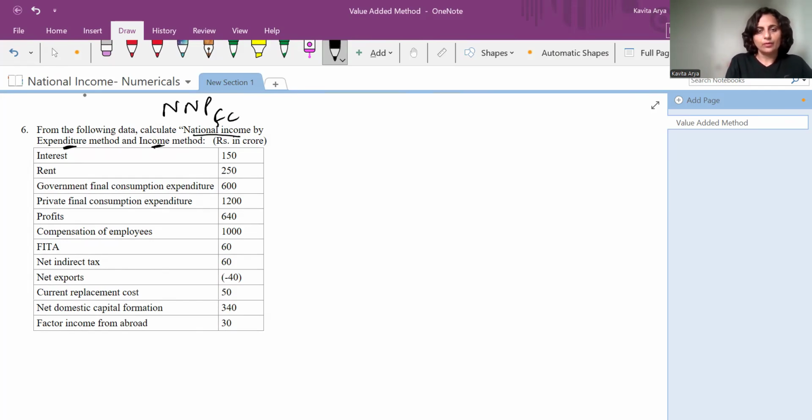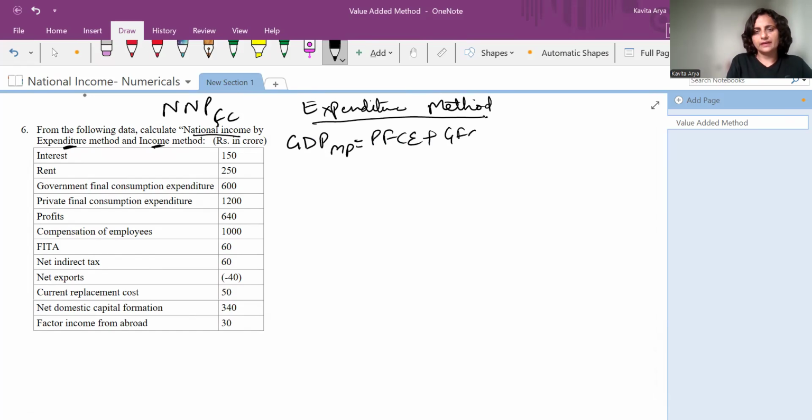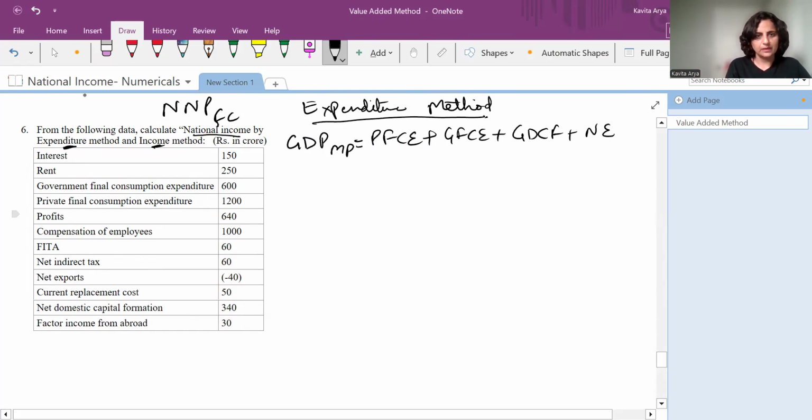Now, you would mention that using expenditure method. This is the ideal way of presentation, and this is part 1 of the solution. So first we find GDP at MP, and this is private final, government final, gross domestic capital formation, and net exports. Just to find fast, private final, government final, so this is 1200 plus 600 plus.